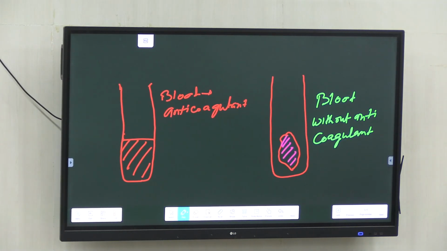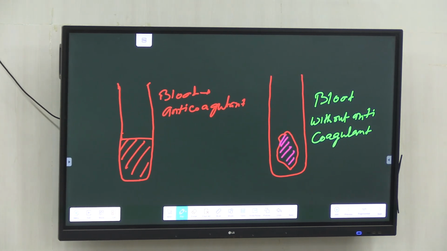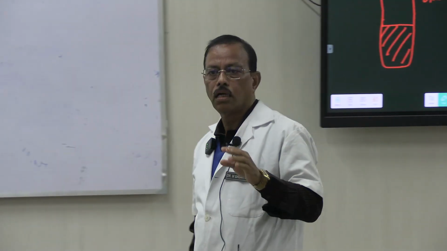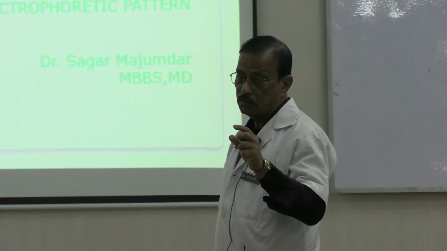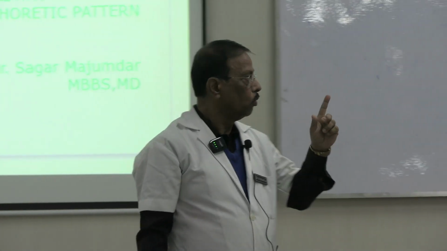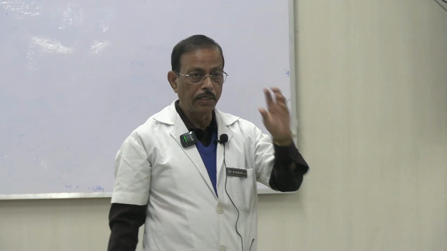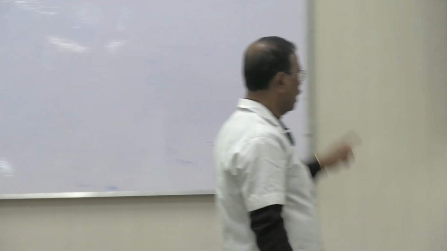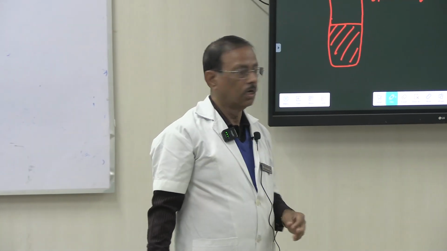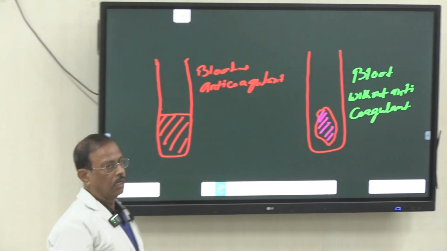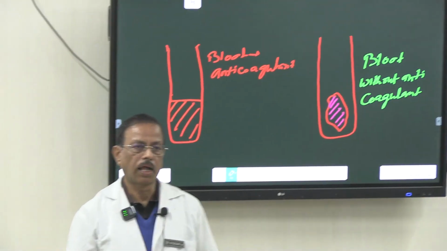As we know, blood has two components. One is solid component and another is liquid. So when we collect blood with anticoagulant and allow it to centrifuge, the above supernatant is called plasma.